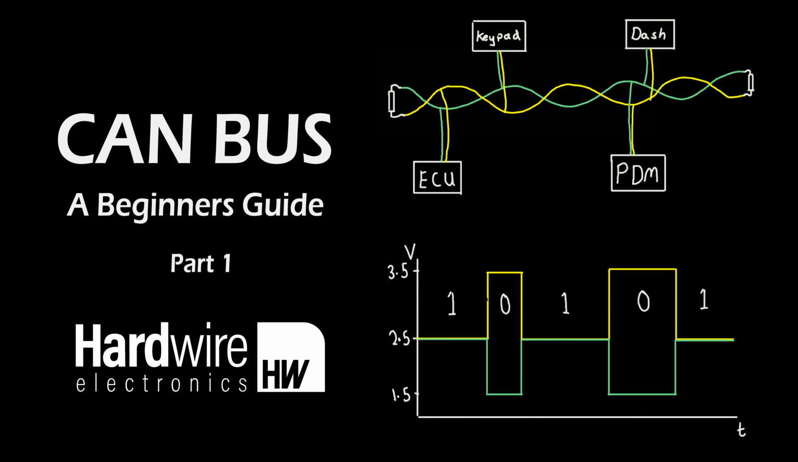We'll start by going over some of the physical properties of the CAN bus before then moving on to the actual CAN bus protocol itself, and then after that we'll look at some real world examples and I'll show you how to receive data on the Hardwire PDM which has been sent from another ECU.